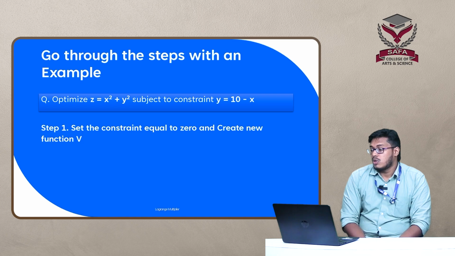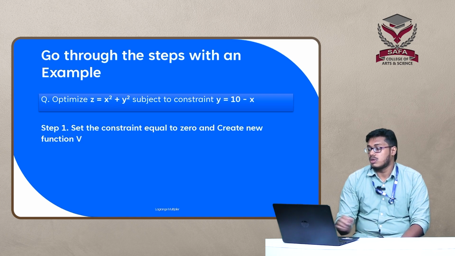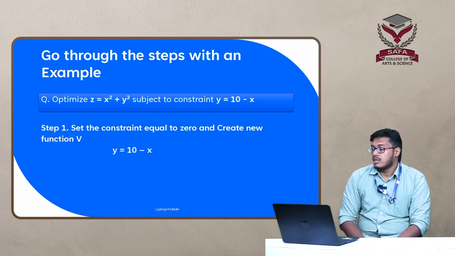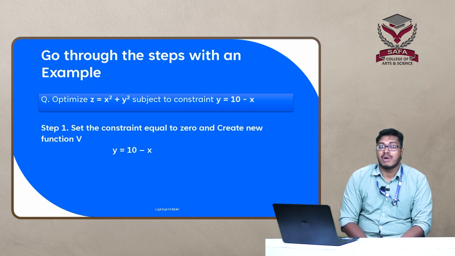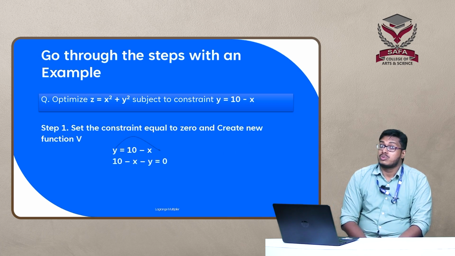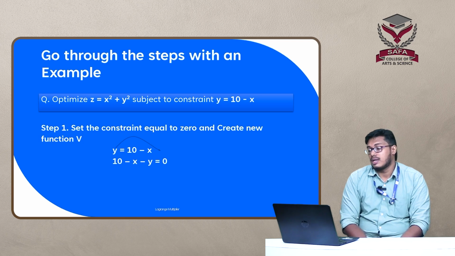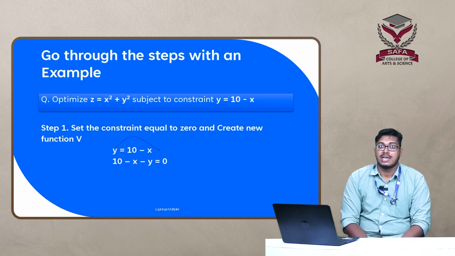First step, you know that constraint equal to 0. You want to make constraint equal to 0. Then the constraint equation is y is equal to 10 minus x. The equation we want to equal to 0. Then the y value will move to the right part of the equation. Then the equation will be 10 minus x minus y is equal to 0.